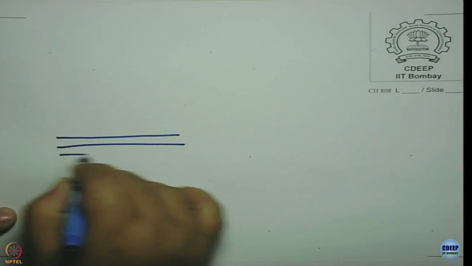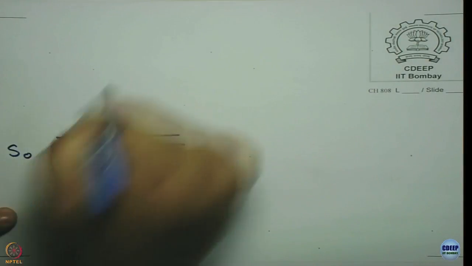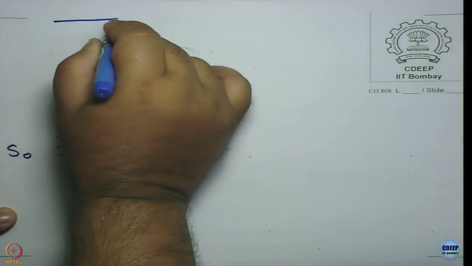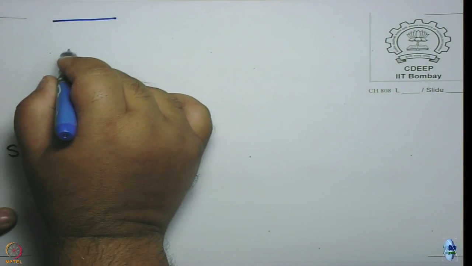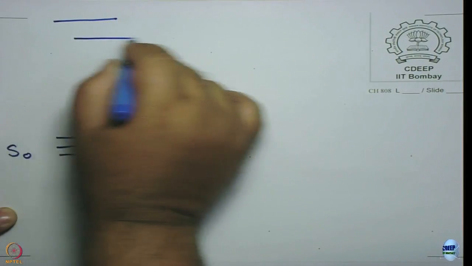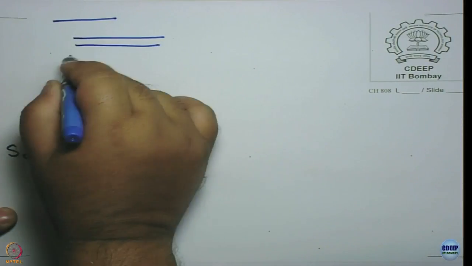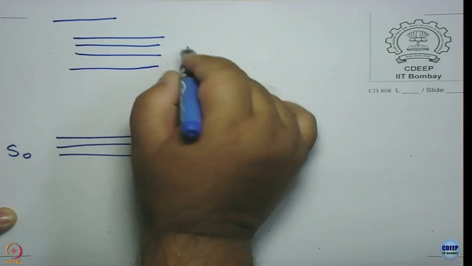So, all of us know Kasha's rule. And all of us know that the reason why the emission spectrum is expected to be a mirror image of the absorption spectrum is, when we draw the Jablonski diagram, this is what we always draw: this is S0. Let us say this is S2. There can be many more, of course. And let us say this is S1, with different vibrational states of S1.